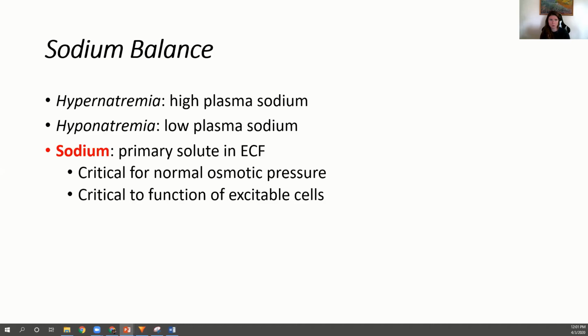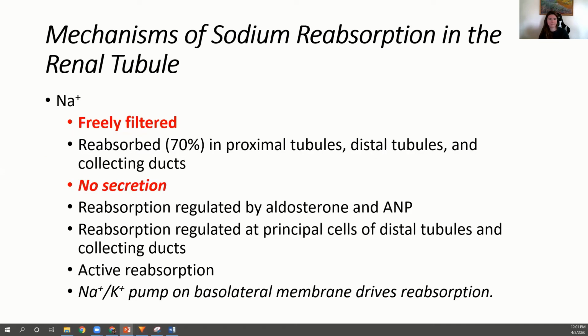So it's really important to be able to regulate the amount of sodium in the plasma because those systems are really important and kind of delicate. Fortunately, we are able to do a lot of things to regulate sodium balance regardless of our intake of sodium. Okay. So we're going to start with the renal tubule, our proximal renal tubule.